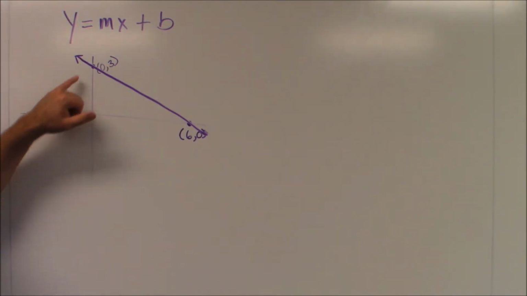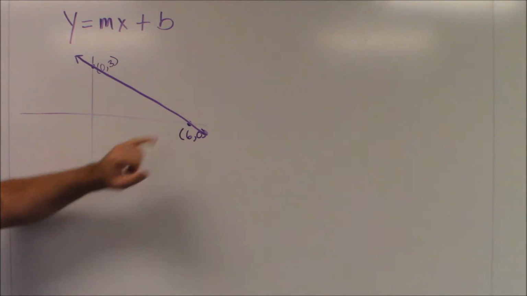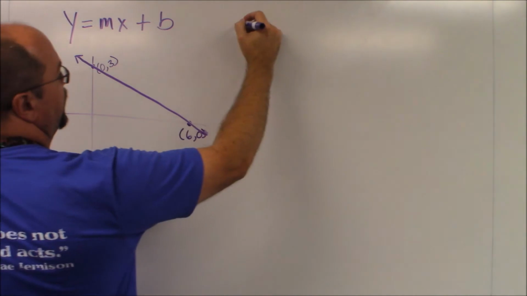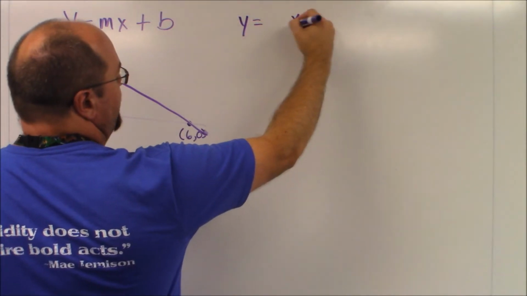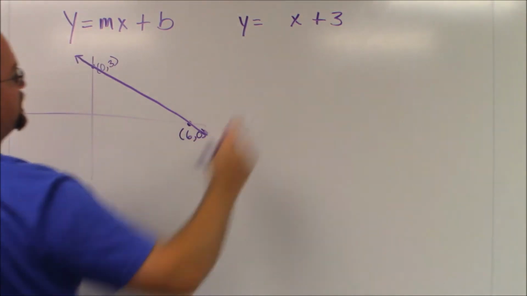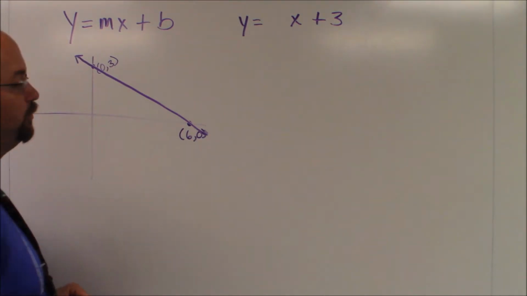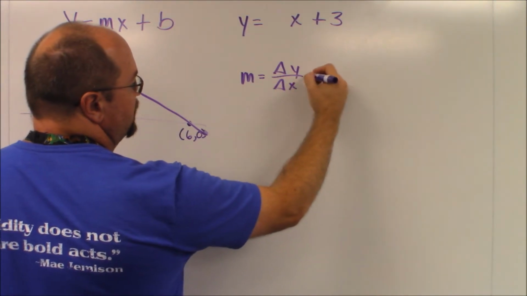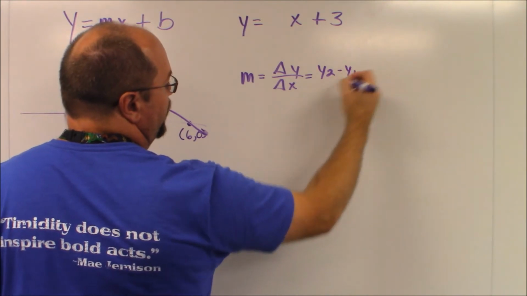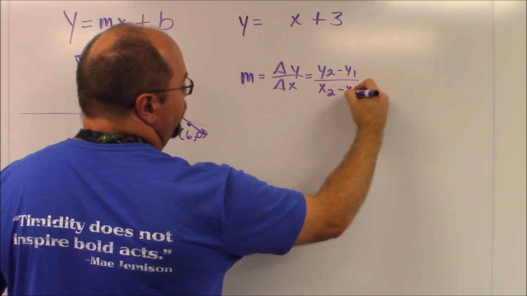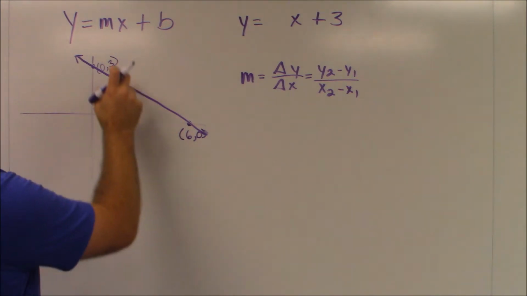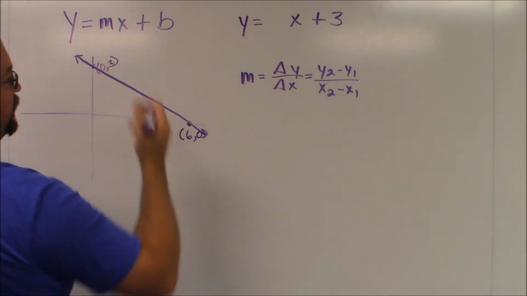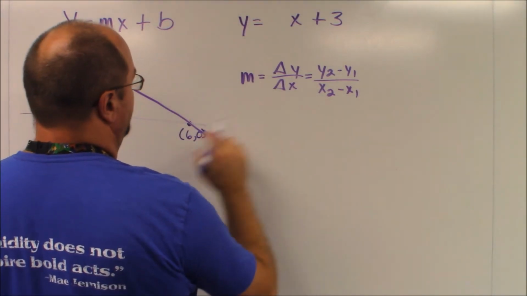All right, so I'm going to identify the y-intercept, and then I'm also going to identify the x-intercept for my second point. So our y-intercept is 3, so I'm going to go ahead and rewrite. I'm going to leave my slope blank, but I'm going to write 3 as my y-intercept. And then I've got to find the slope. Remember, to find slope, we have change in y divided by change in x, which is y2 minus y1 over x2 minus x1. And in this case, I'm going to use 6, 0 as my x2 and my y2, and 0, 3 as my x1 and my y1.